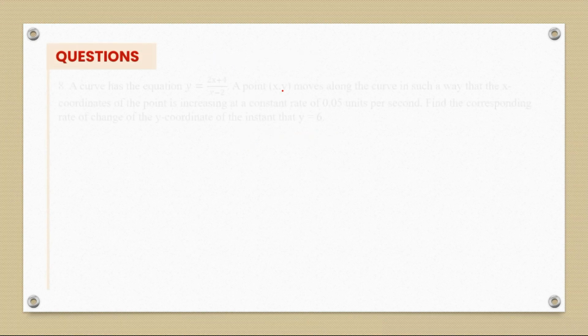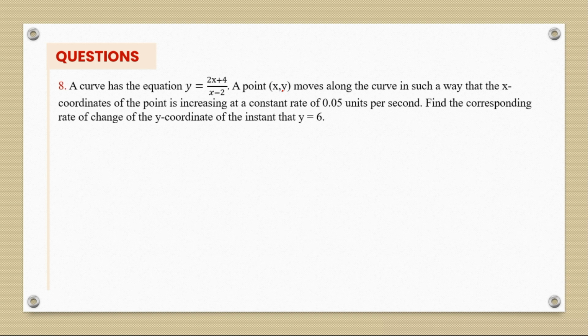Alright, so question 8, we're being told that a curve has the equation y is equal to (2x plus 4) over (x minus 2). We're being told that a point (x, y) moves along the curve in such a way that the x coordinate of the point is increasing at a constant rate of 0.05 units per second. Find the corresponding rate of change of the y coordinate at the instant that y is equal to 6. So that's what we're looking for.